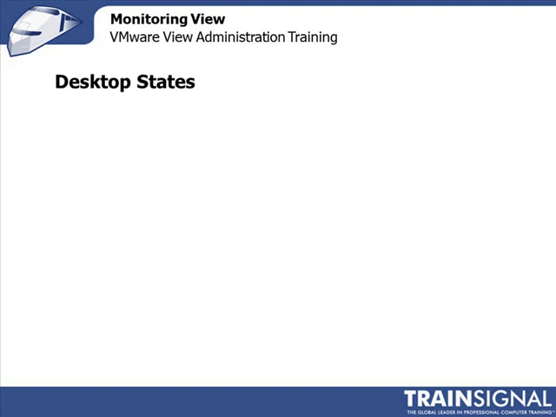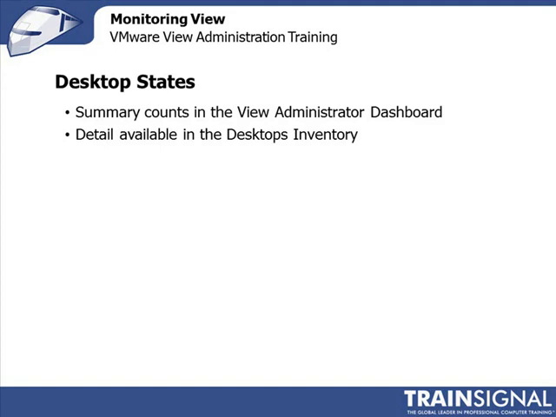So now that you know where to go to find the summary information, let's talk in detail about the different states that a desktop can be in. The summary counts are available in the View Administrator Dashboard, while the details are available within the desktop inventory. And a desktop can be in only a single state at any one time. But there are three major groupings of states.